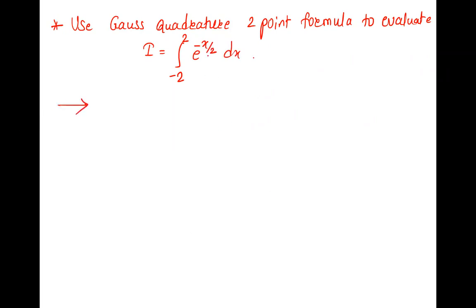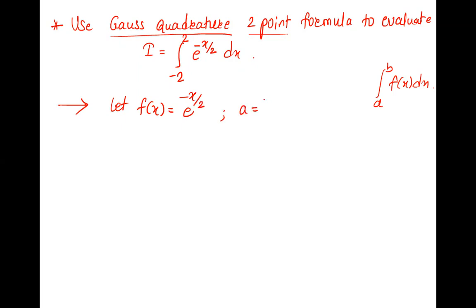Okay, given is one integral and it is asked to use Gauss quadrature 2-point formula. So the same integral we can also solve by using trapezoidal or Simpson's 1/3 or Simpson's 3/8 also, but read what is asked. So here Gauss quadrature 2-point formula is asked. So for that you will compare the given integral with integration a to b f of x dx. So what you get, f of x? E raised to minus x by 2. Correct. What is a? A to b. A is minus 2. B is 2.